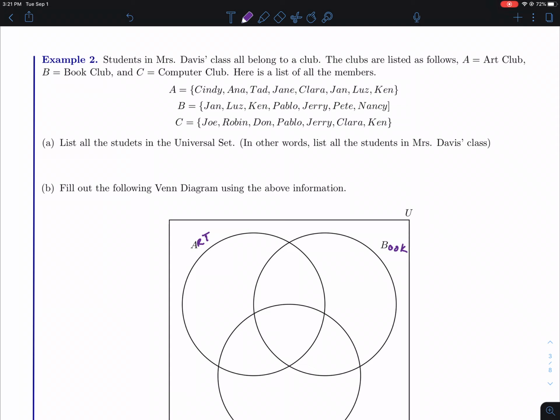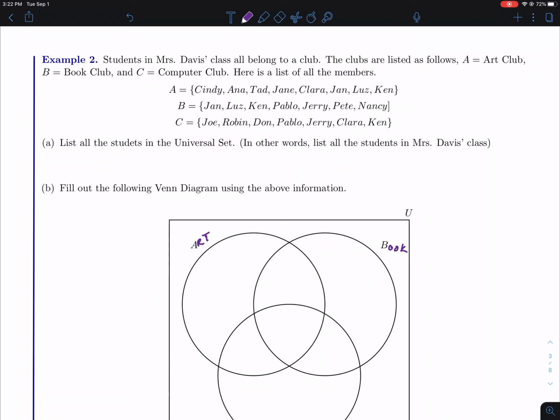And so we've got all these members in the class, and what we want to do is figure out where they all go. We don't want to just take set A and throw it into A. We have to be mindful of where everybody else lives, so that if they're also in B, they get into the right club.